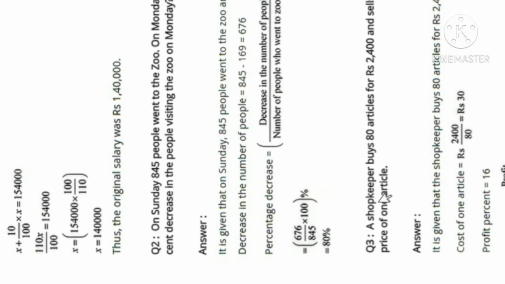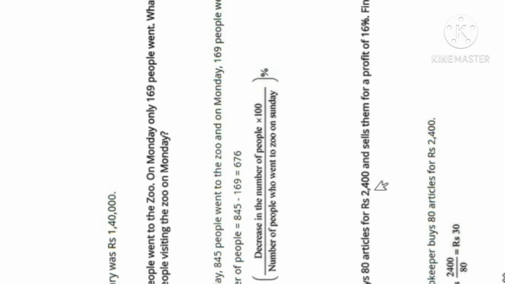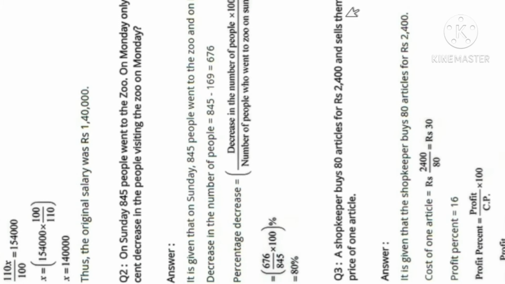So further, question number 3. A shopkeeper buys 80 articles for rupees 2,400 and sells them for a profit of 16%. Find the selling price of one article. Now it is given that the shopkeeper buys 80 articles for rupees 2,400. Now the cost of one article, how much is it? 2,400 upon 80. We will divide by the number of articles. So equal to rupees 30.